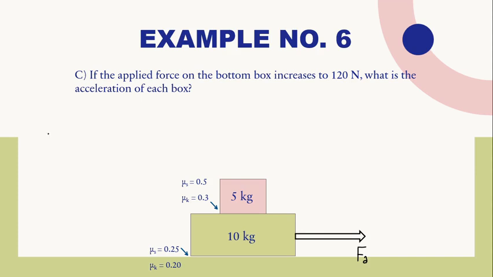For the top box, we can draw on the weight and normal forces as usual. Now, the key idea is that since it's sliding, there is no more static friction acting on the box. It's kinetic now.